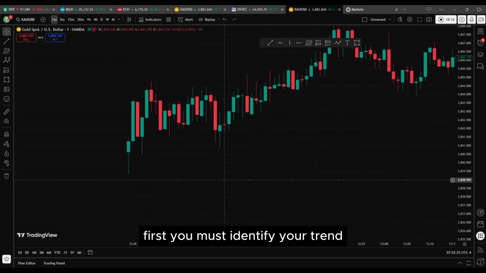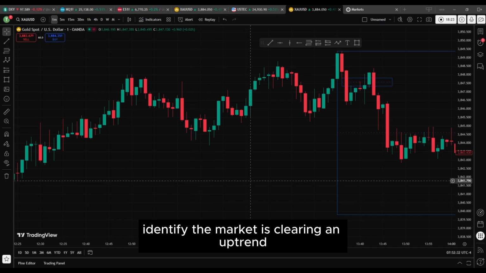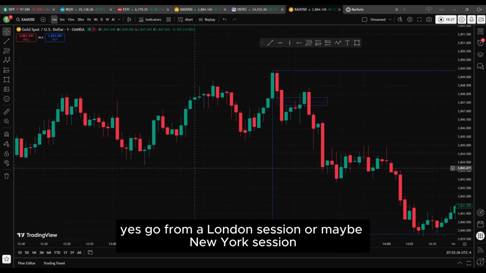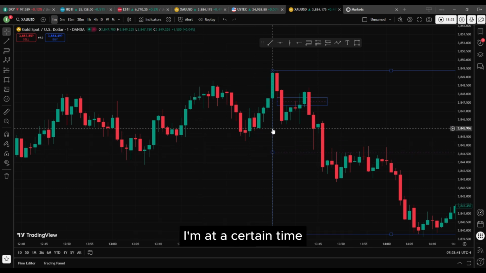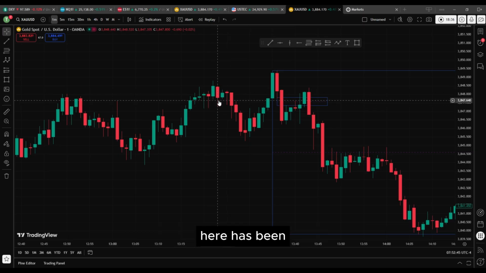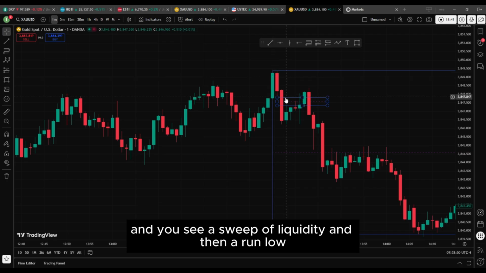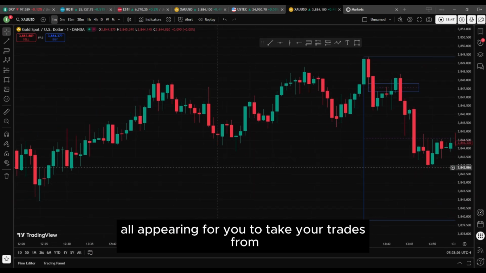First, you must identify your trend. For trading the bearish breaker block, identify that the market is in an uptrend, maybe during the New York session. It's making an uptrend, and at a certain time you see a liquidity sweep. There has been a bit of consolidation, and then you see this sweep of liquidity, and then a run lower. Then you see a fair value gap appearing for you to take your trades off.